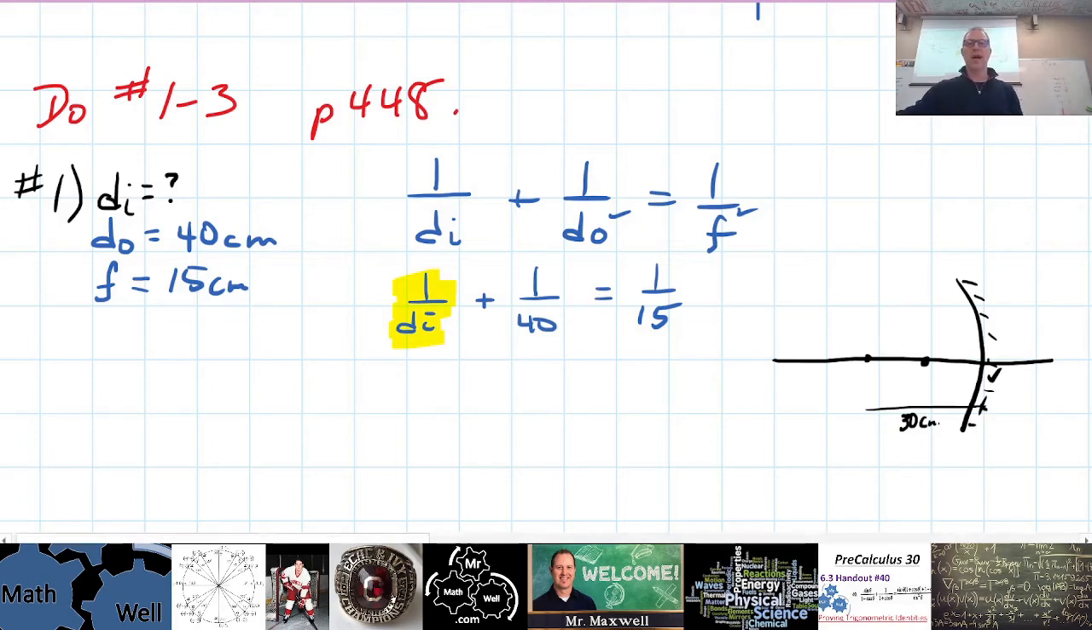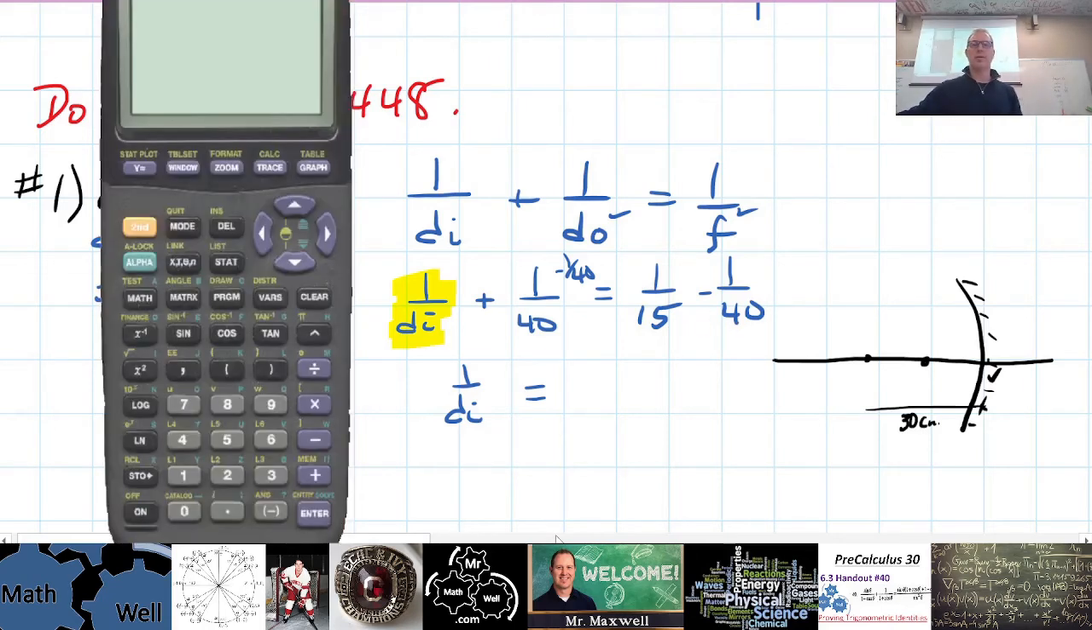So let's subtract 1 over 40 from both sides. You can do this on your calculator. You can do this manually. It doesn't really matter. But you have 1 over di. You have to have a common denominator here, right? If you're going to be doing this manually.